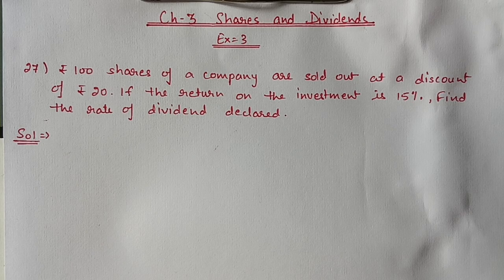Hello students, we are doing chapter number 3, shares and dividend, exercise 3, and in today's video we will start from question number 27. So the question is: 100 rupees shares of a company are sold at a discount of rupees 20. If the return on the investment is 15%, find the rate of dividend declared.